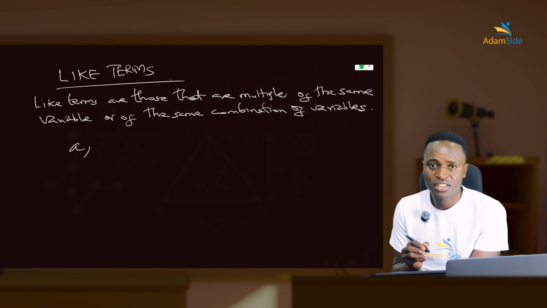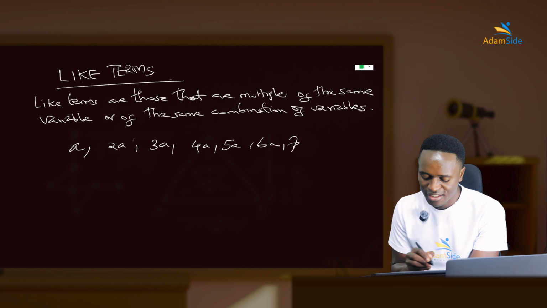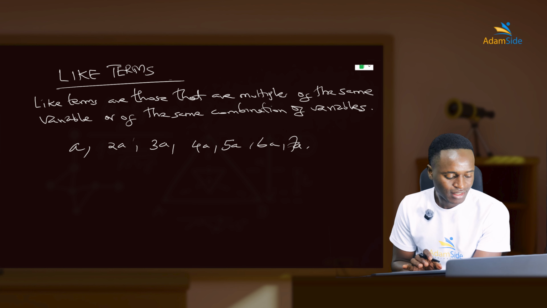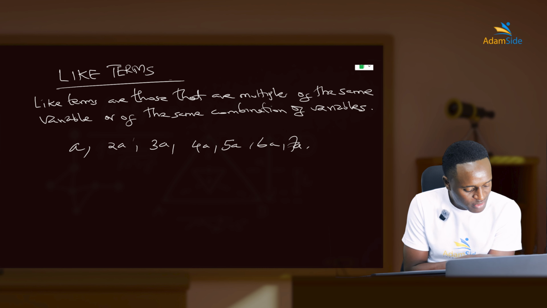If you multiply it with 2, it will be 2a. If you multiply with 3, it will be 3a. If you multiply with 4, it will be 4a. If you multiply with 5, it will be 5a. So you see a, 2a, 3a, 4a, 5a, or maybe 6a or 7a. These ones are called like terms. And if they are the same, they can be added or multiplied together. So we say like terms can be added or multiplied together.